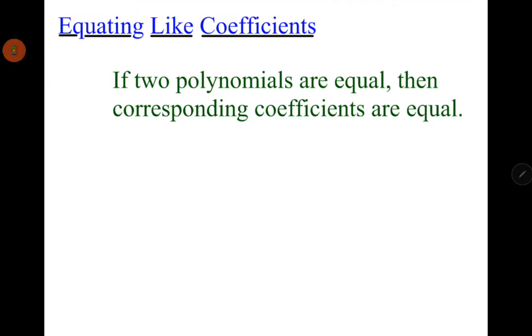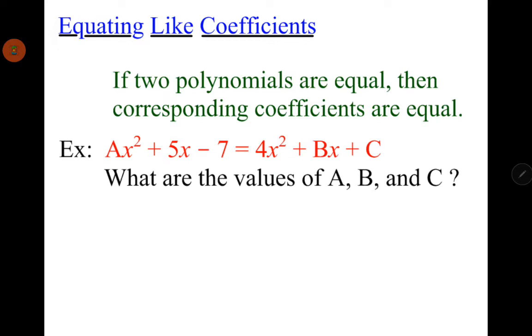So what we're going to do is go over what's called equating like coefficients. Basically, what you're doing is you're setting the terms of a function. And what we mean by a term is this. Each of these is a term. So we're going to set the terms of each part of a function equal to another part.